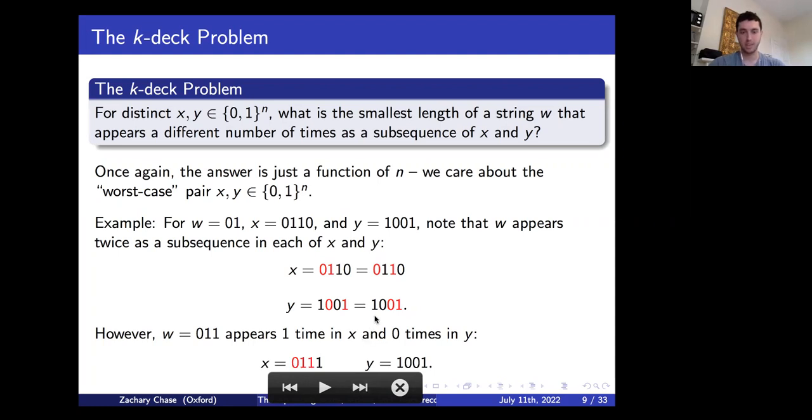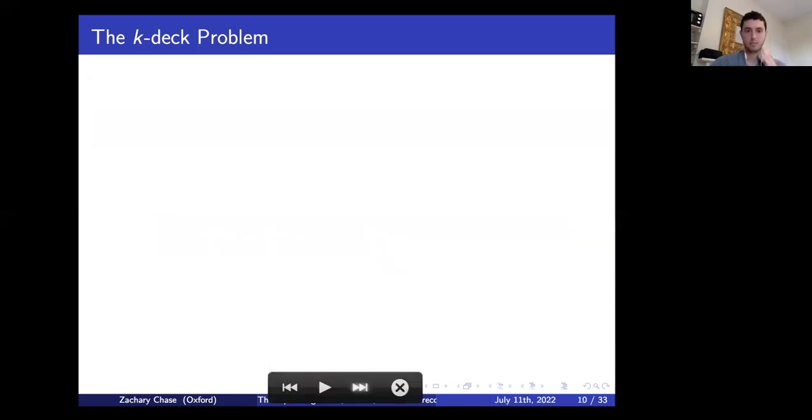You can check that all strings of length at most 2 appear the same number of times in x and y as a subsequence, which shows that for this x and y, the smallest string that appears a different number of times has length 3. The trivial upper bound to this problem is of course n, just because x is a subsequence of itself but not of y.